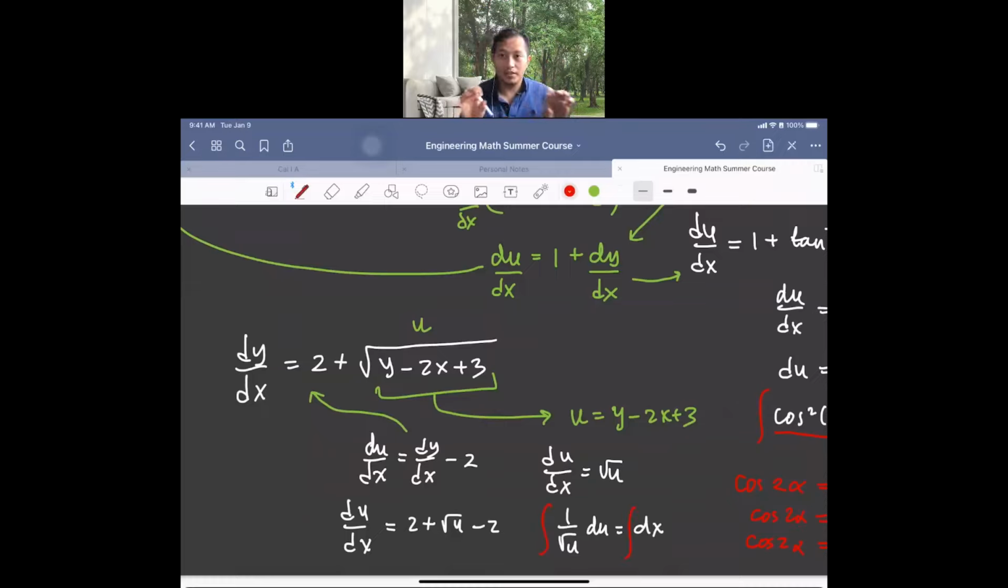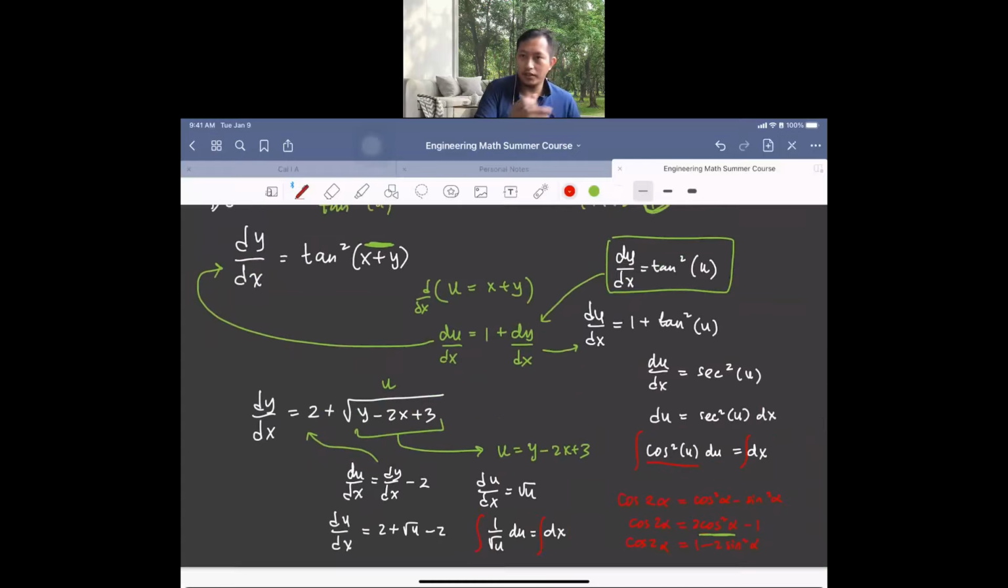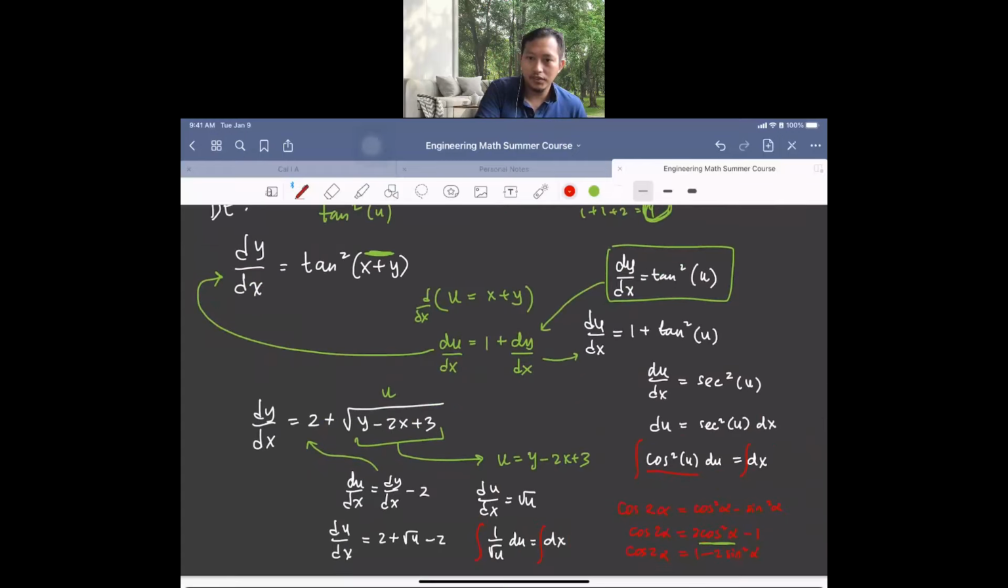So at the end, you will get at least two variables and separate those two variables. Okay, I hope you get the idea. Thank you, Prof. I got it. Okay. Any other questions?